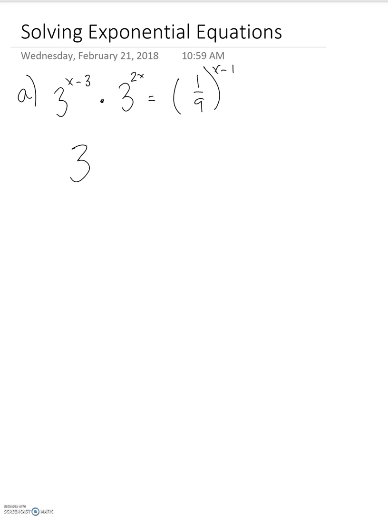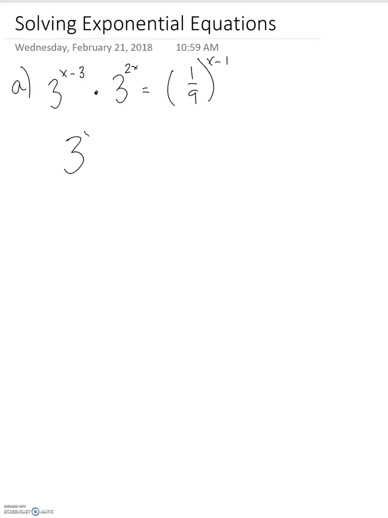That does not become 9. The base stays the same, and what we end up doing is taking the first exponent and adding it to the second exponent. So this becomes one exponent plus the other exponent. Bases do not change in multiplication. The exponents simply get added.